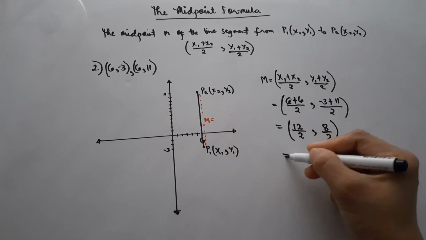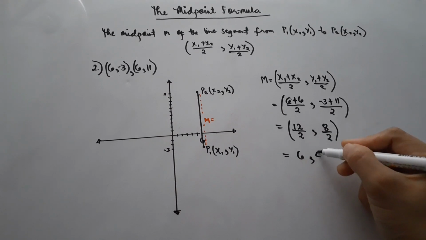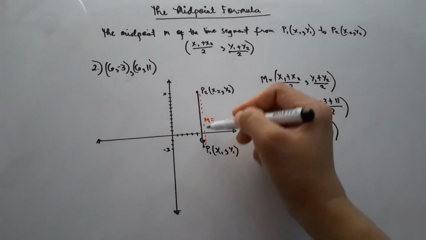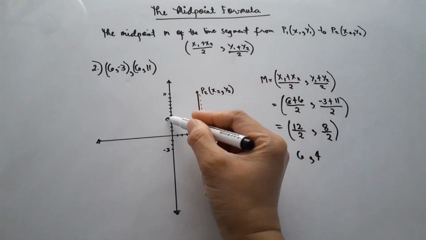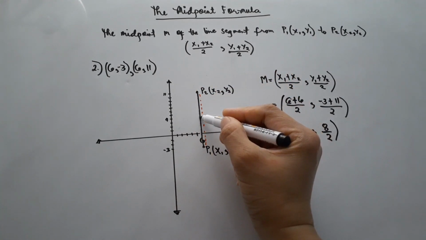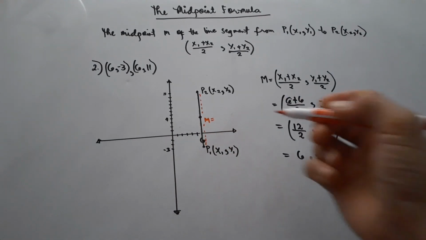And then 12 divided by 2 is equal to 6. And 8 divided by 2 is equal to 4. And this is our midpoint. So we count from here. We have 4, 6 and 4. So our midpoint is 6 and 4.